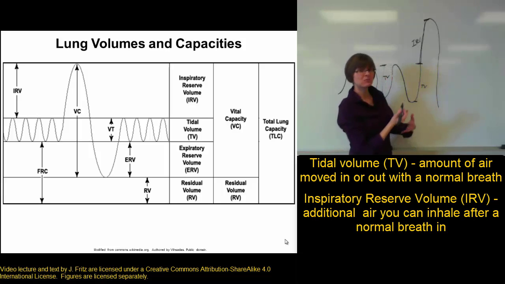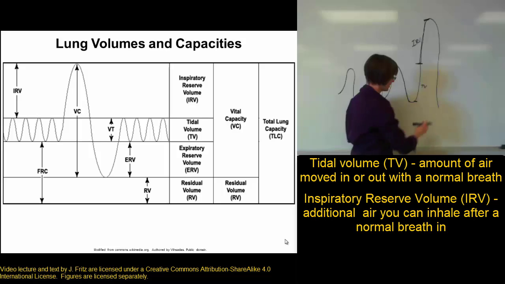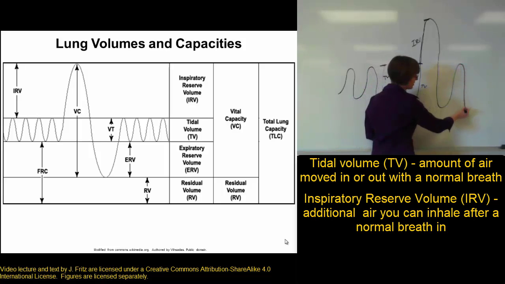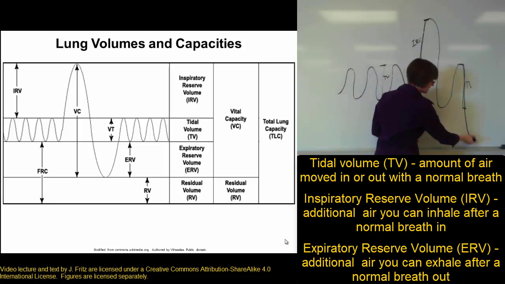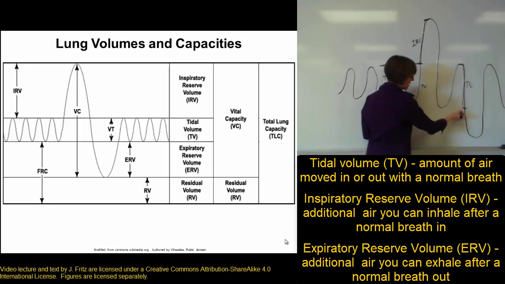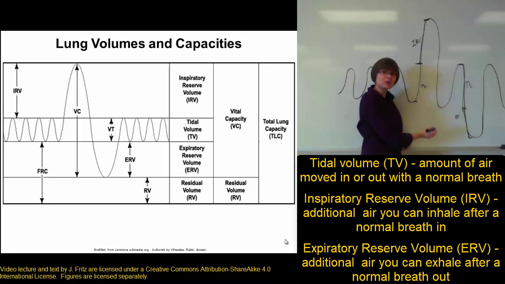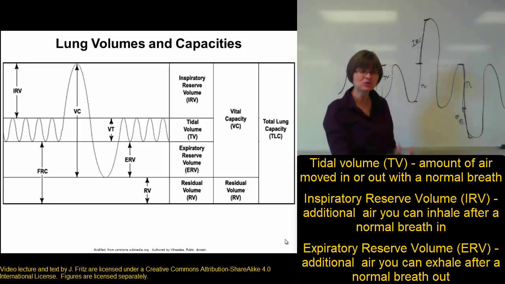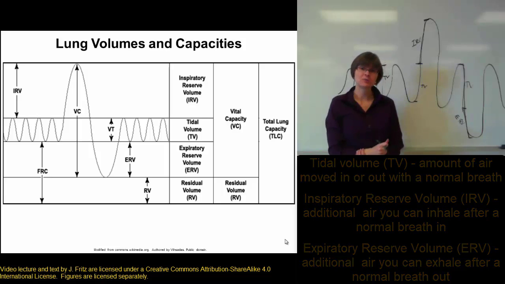You also know that we can breathe out more than we would usually breathe out. So let's say we just do a normal breath, and then we breathe out normally. So there's our tidal volume, the normal amount we would breathe out. But then you breathe out as much more as you possibly can. The extra air you can breathe out after you've breathed out your normal breath is called your expiratory reserve volume.